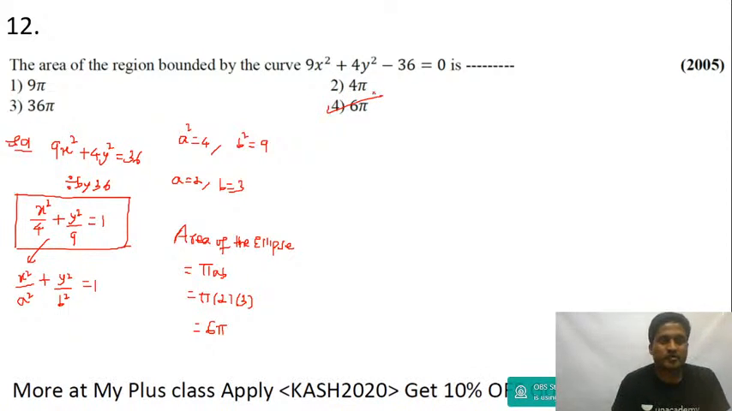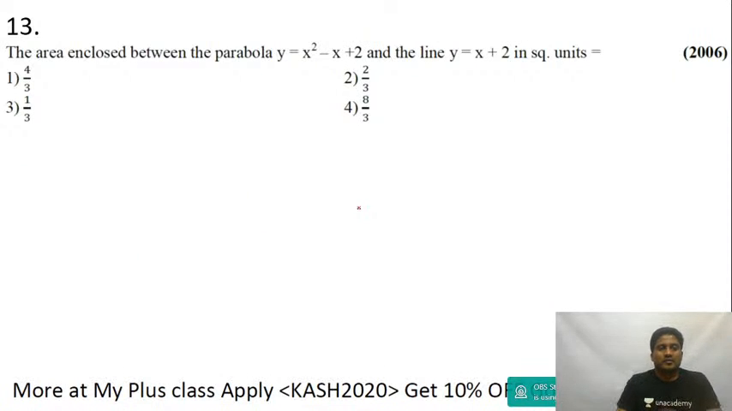Right, let's move to the next question, guys. Question number 13. Find the area enclosed between the parabola y equal to x square minus x plus 2 and the line y equal to x plus 2.